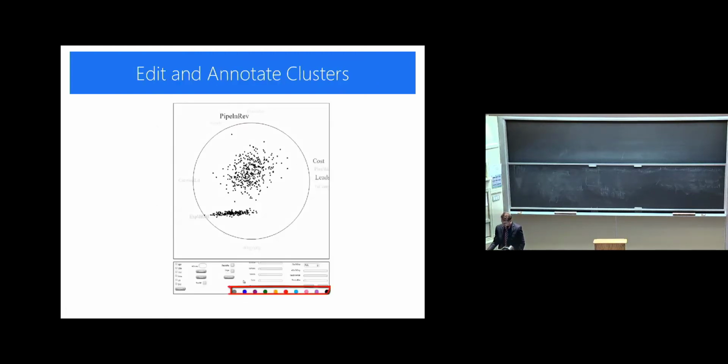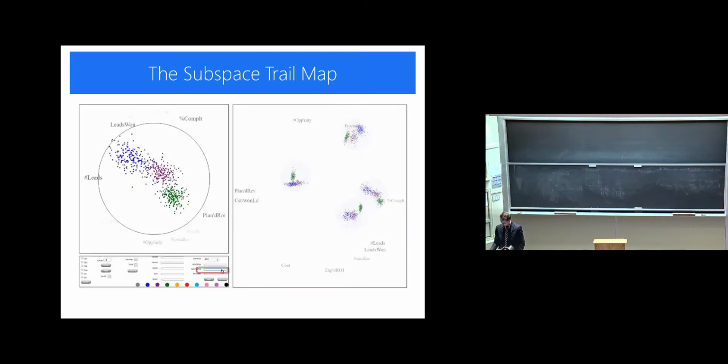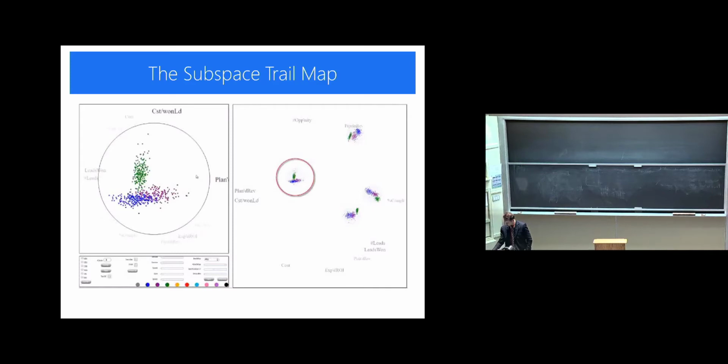And you can also edit and annotate the clusters, of course. What we also provide is that you can save them and put them in the trail map. Whenever you like one of those visualizations, you can put it on the right-hand side, into the trail map, and then you can explore that trail map and animate between them. So you can travel from one to another.